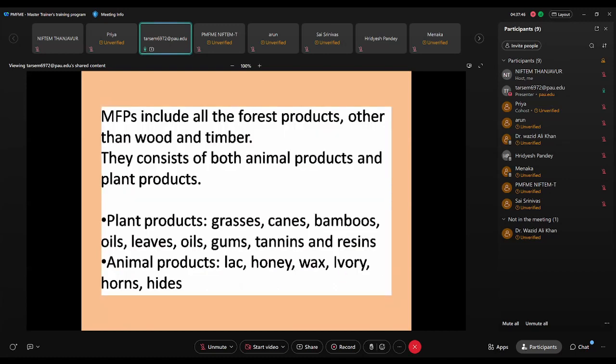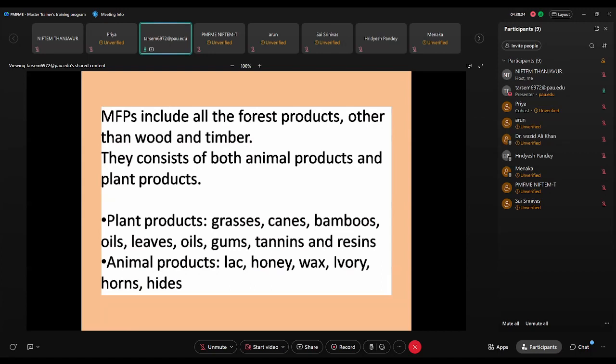The minor forest produce is not only plant products, it can have animal products also, like lac, honey, wax, ivory, horns, hides, etc. If we talk about our country, it's mainly the lac and honey or honey-based products, whether it's wax, paraffin wax, or some other value-added products made from honey.